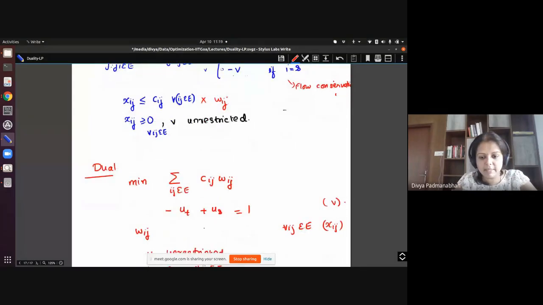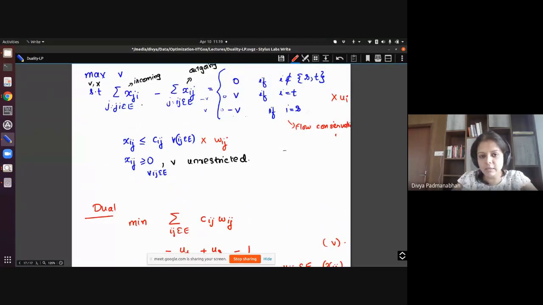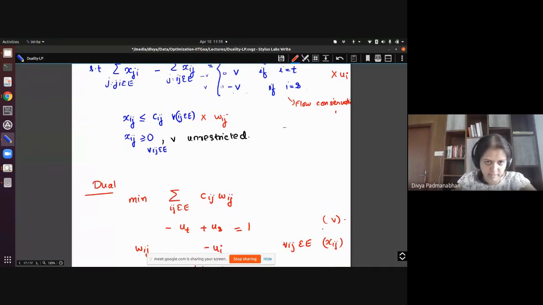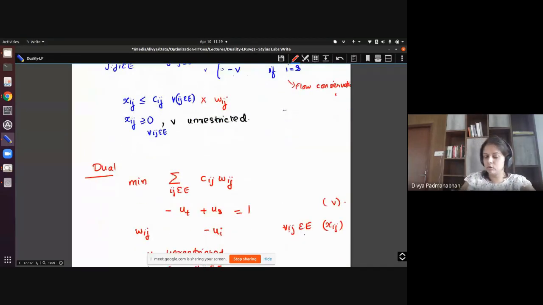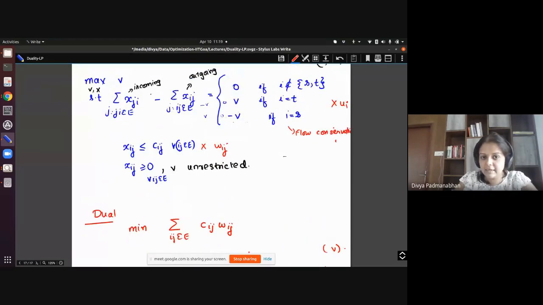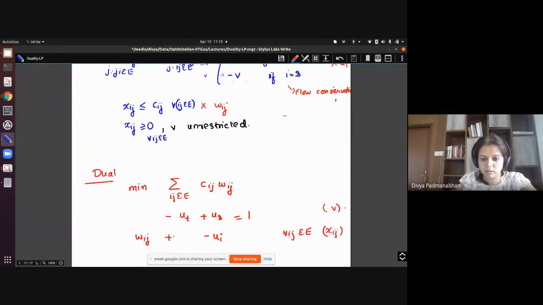So it will be minus Ui, and corresponding to incoming, if you look at vertex j, then xij is an incoming arc for vertex j. So it comes in the first summation, and there you're going to have Uj, so plus Uj.